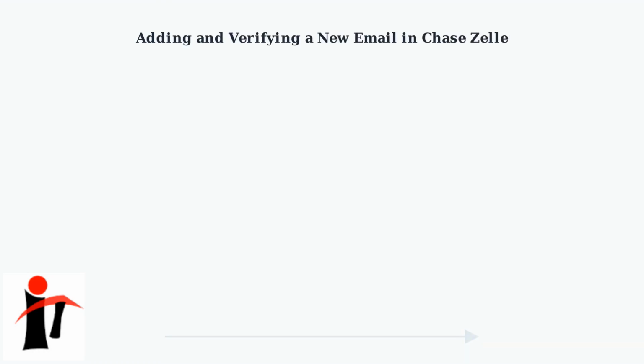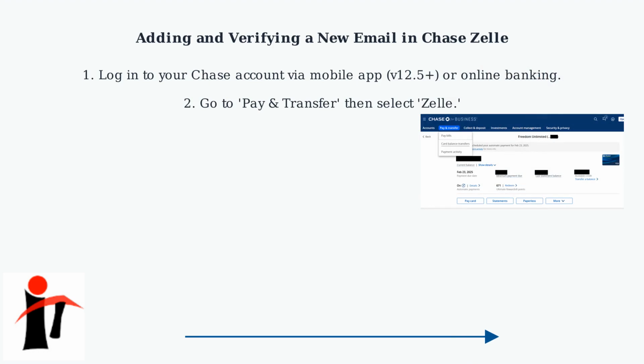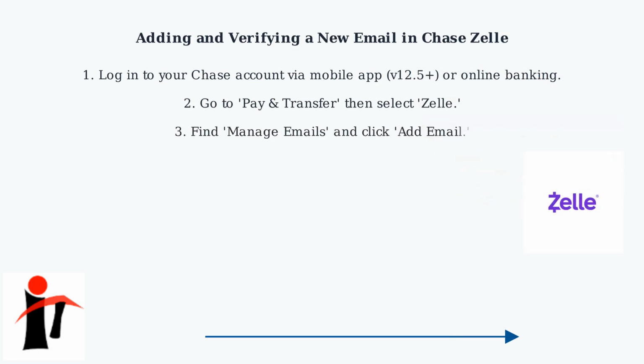Want to use a different email with Chase Zelle? Here's how to add one. First, log into your Chase account through the mobile app, version 12.5 or later, or online banking. Go to Pay and Transfer, then select Zelle. Next, find Manage Emails and click Add Email.